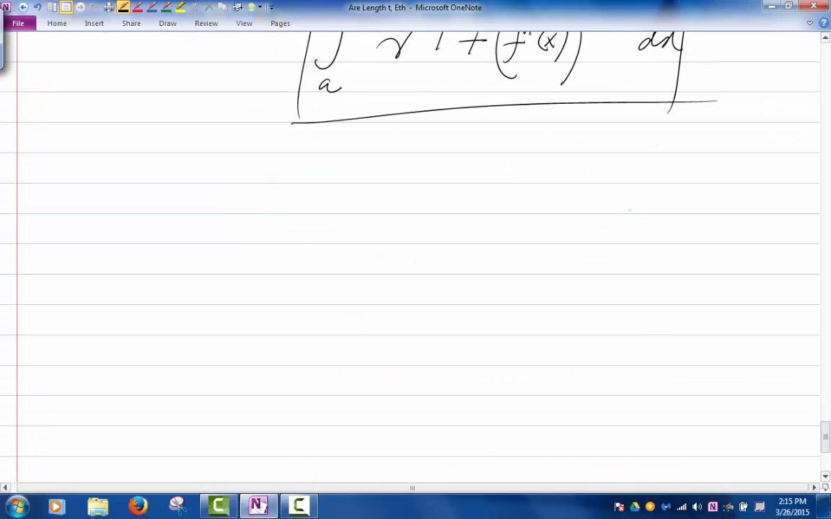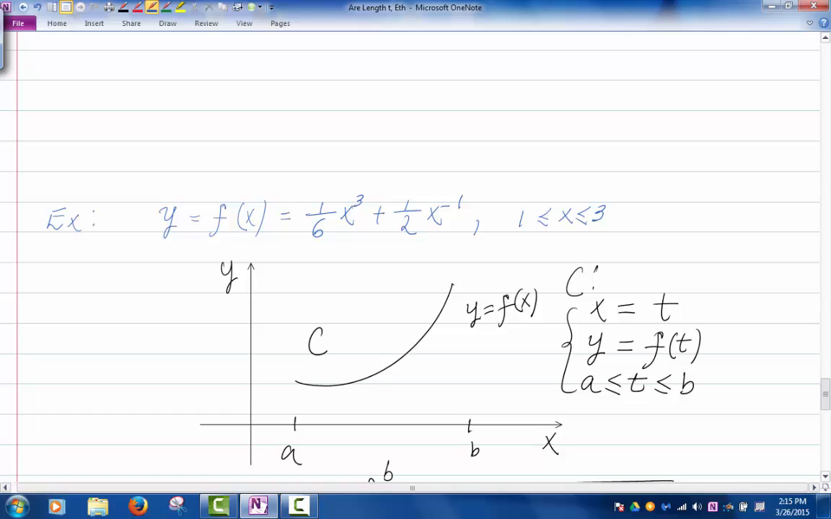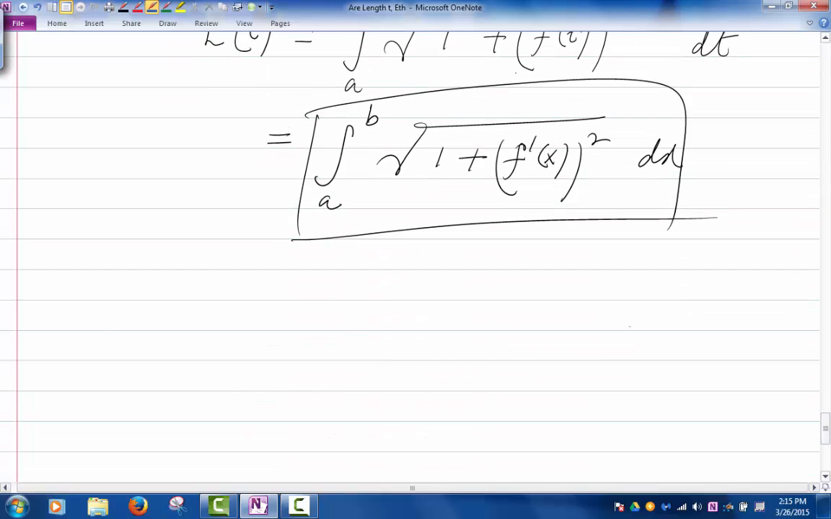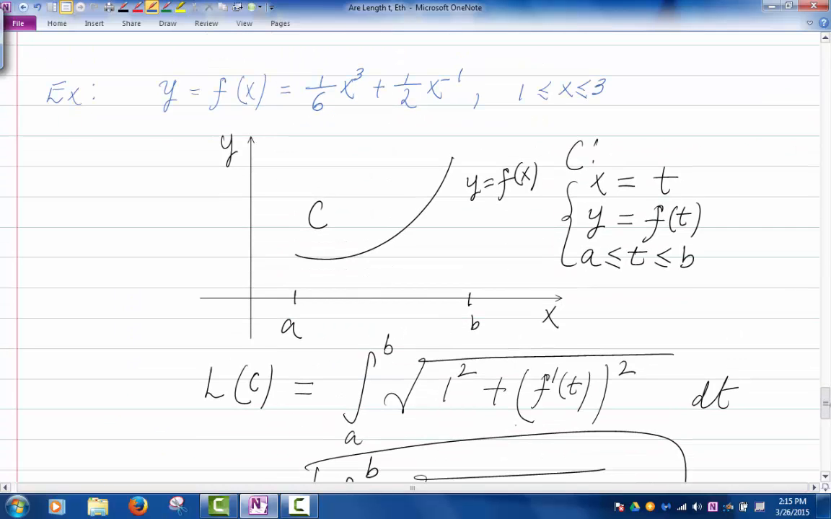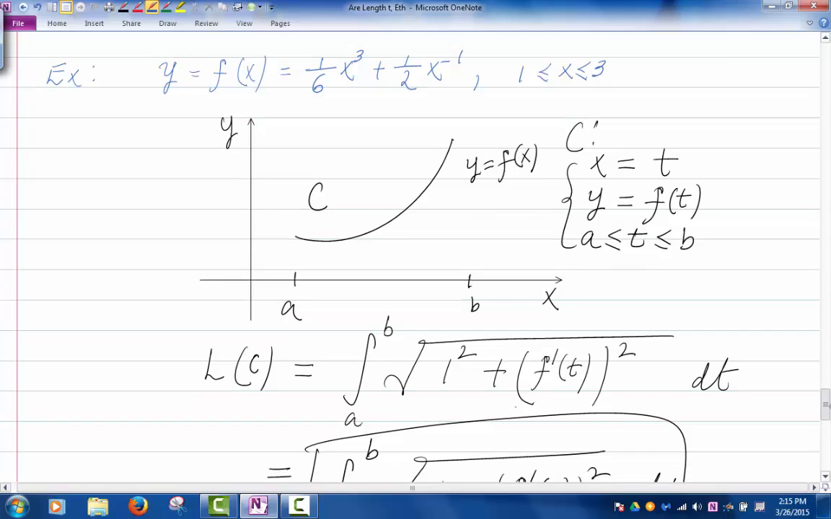Well, by my formula, now I'm going back to my problem. By my formula, remember x is going from 1 to 3, and I take the square root, it will be 1 plus the derivative of the function squared. What's the derivative of the function? What's the derivative of this function? Yeah, f prime of x is what in our given example?